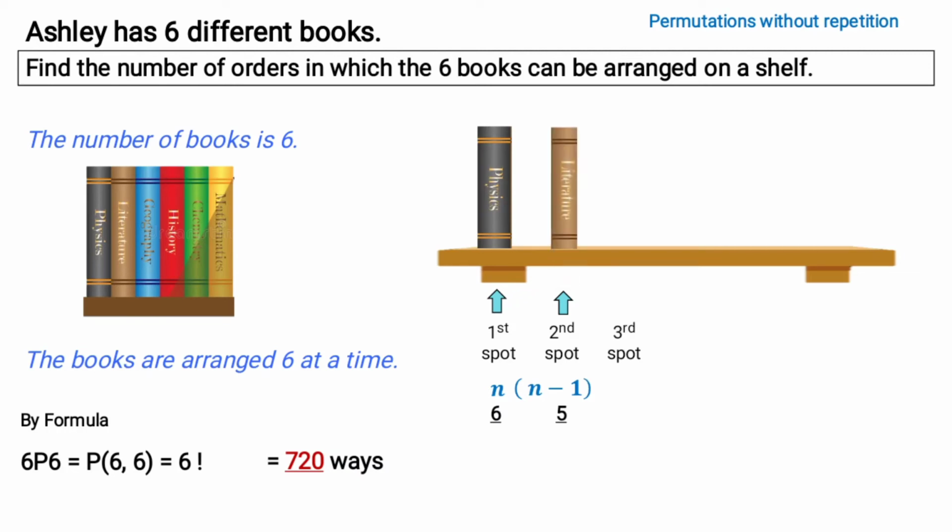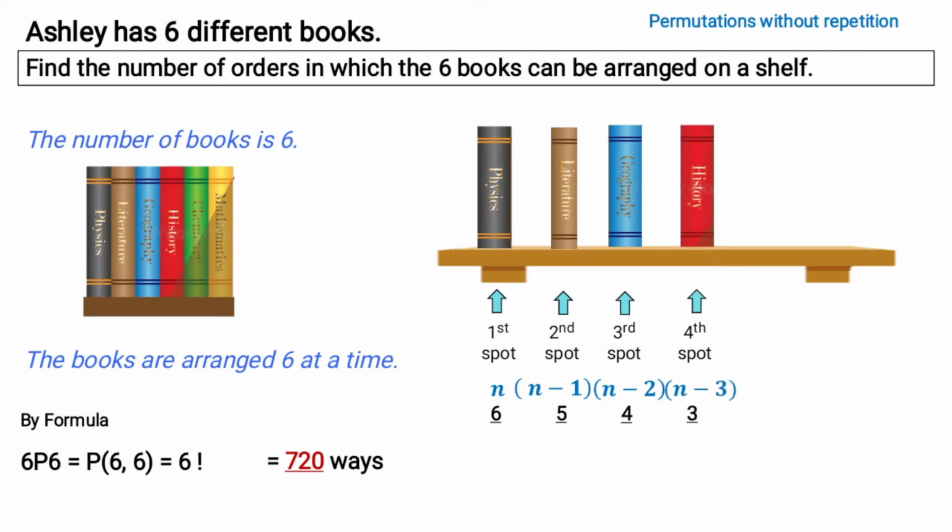The third spot, which corresponds to quantity N-2, will only have 4 books left na pwede niyang pagpilian. And then, let's say na nakapili ulit siya for the third spot, which is her geography book. So, for the fourth spot, she will only have 3 books left. And after that, the fifth spot will have 2 left, and then for the sixth spot, isa na lang.